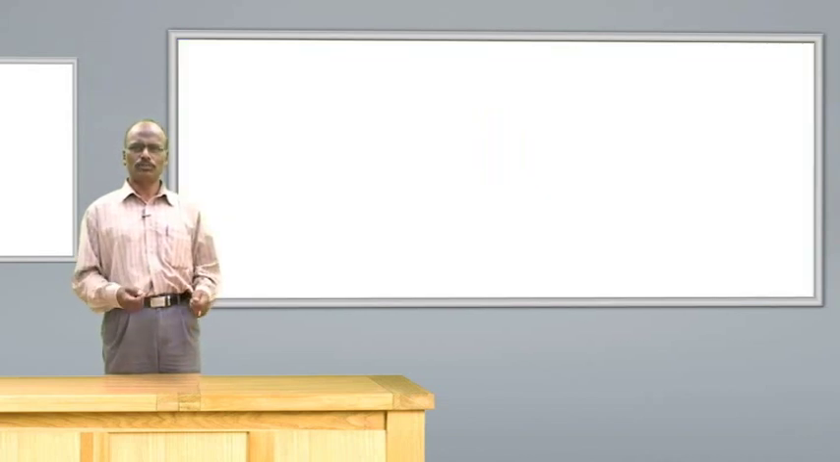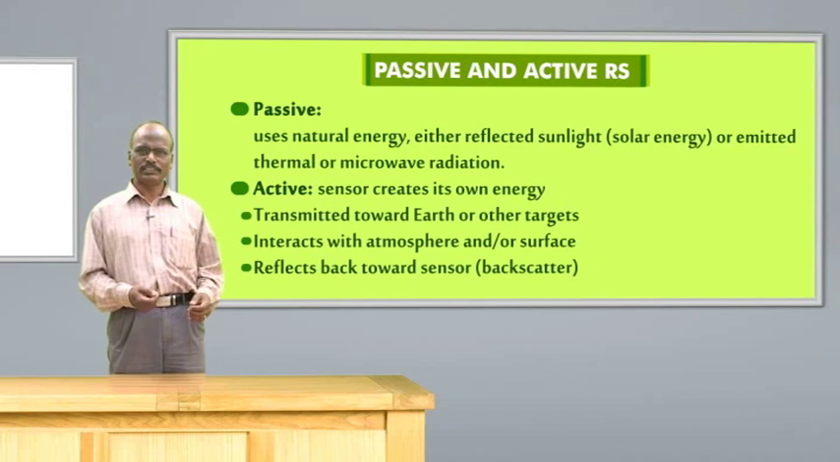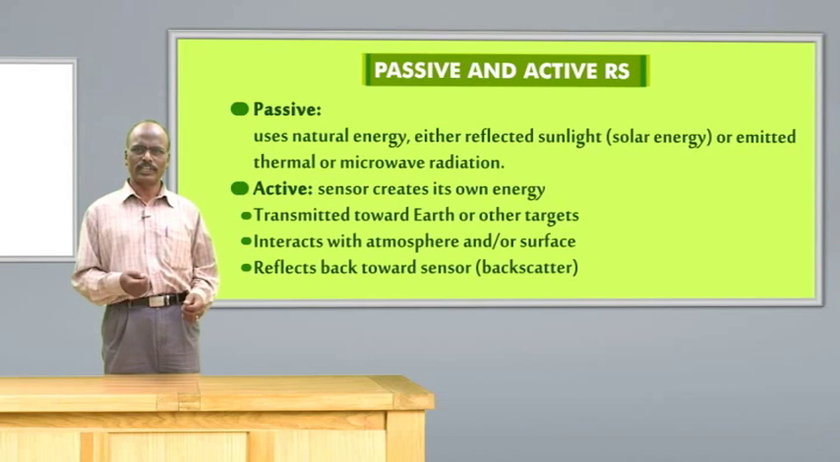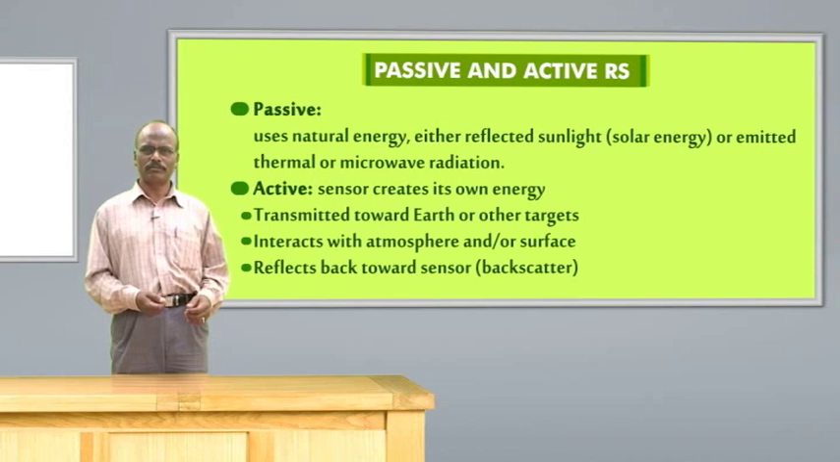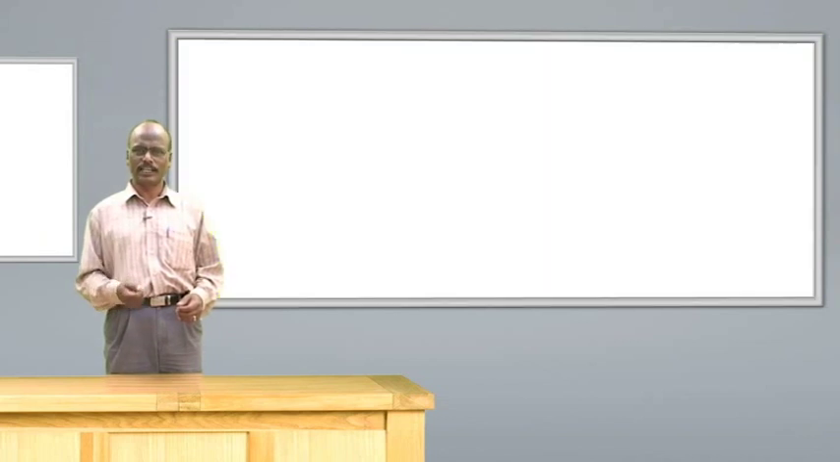You see there are two ways of acquiring data about an object or phenomena. One is called passive remote sensing. Here the reflected energy or the emitted energy from the object will be recorded by the sensors. In the active remote sensing, the energy is created and transmitted to the earth objects, and the reflected energy is captured by the sensors. The advantage of the active technique is we can use it in all weathers and also at all times, like day and night.